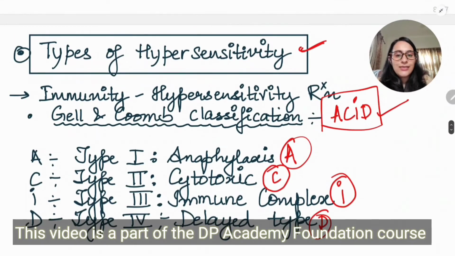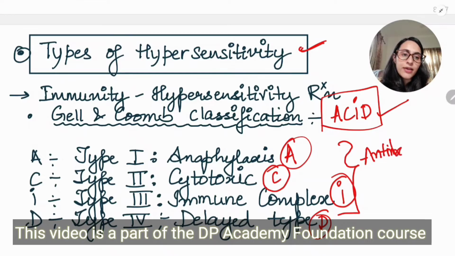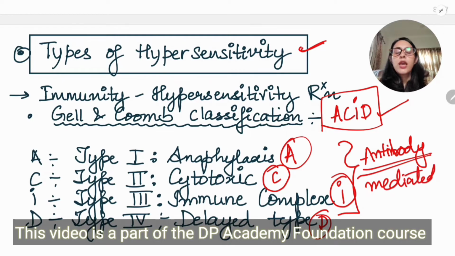The first three, that is anaphylaxis, cytotoxic, and immune complex, are antibody mediated. Antibody mediated means the antigen is going to come in contact with the antibody and there is going to be an antigen-antibody reaction. That means when the antigen enters the body, it is the antibody that is going to cause the hypersensitivity reaction for type 1, type 2, and type 3. We will talk about the differences when we discuss the different types of hypersensitivity.